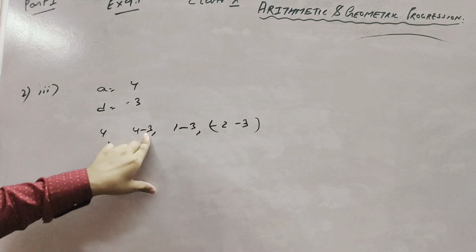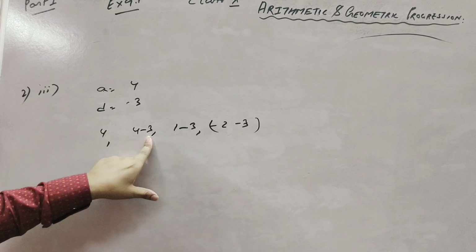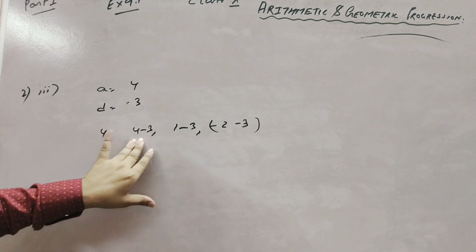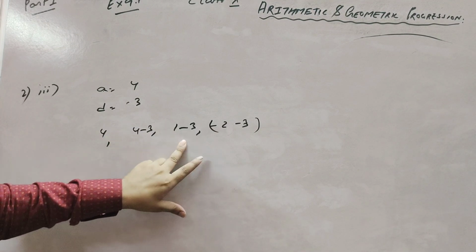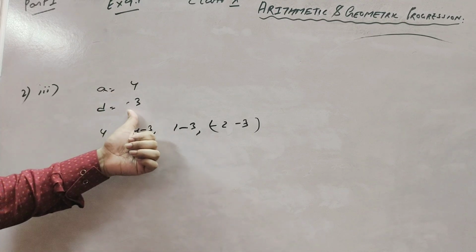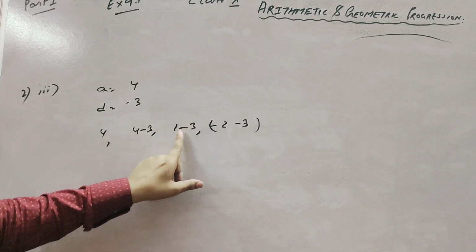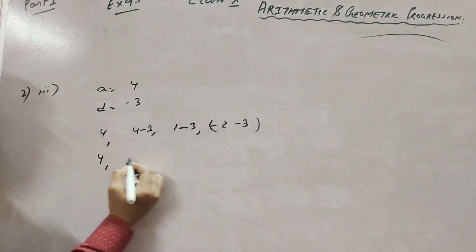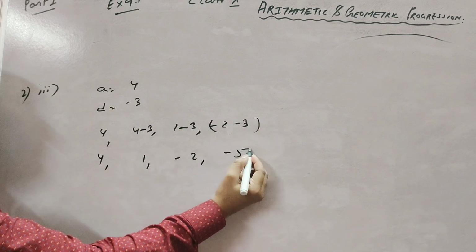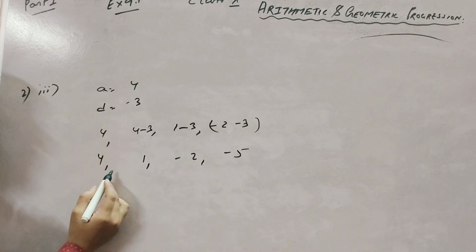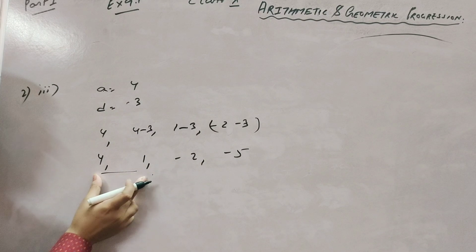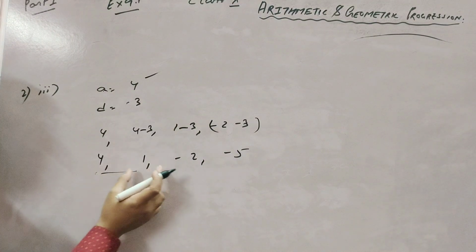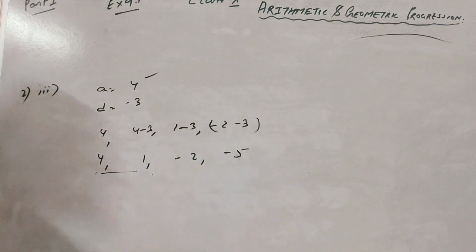So 4 plus minus 3, that is 4 minus 3, is 1. So 1 is the preceding term. Again for the third term, you add the difference. What is the difference? Minus 3. So 1 minus 3 is minus 2. So minus 2 minus 3. So what AP comes? 4, 1, minus 2, minus 5. You see the difference of all these numbers is minus 3. The first number is 4 and the difference between two numbers is minus 3, again minus 3, again minus 3. Okay.